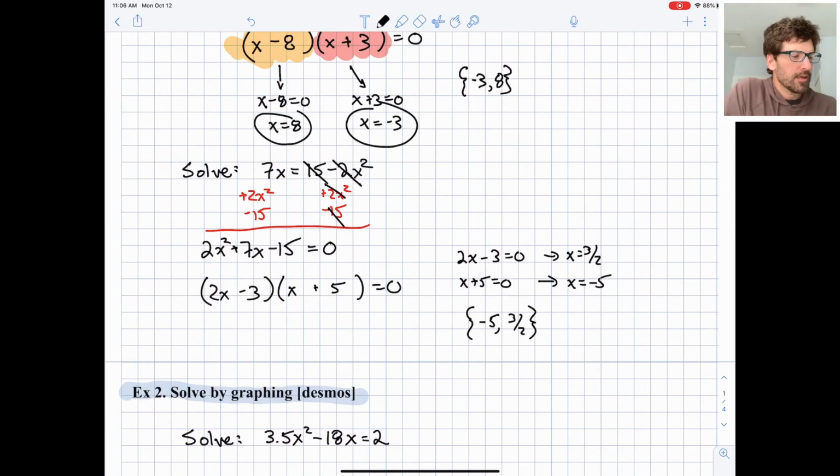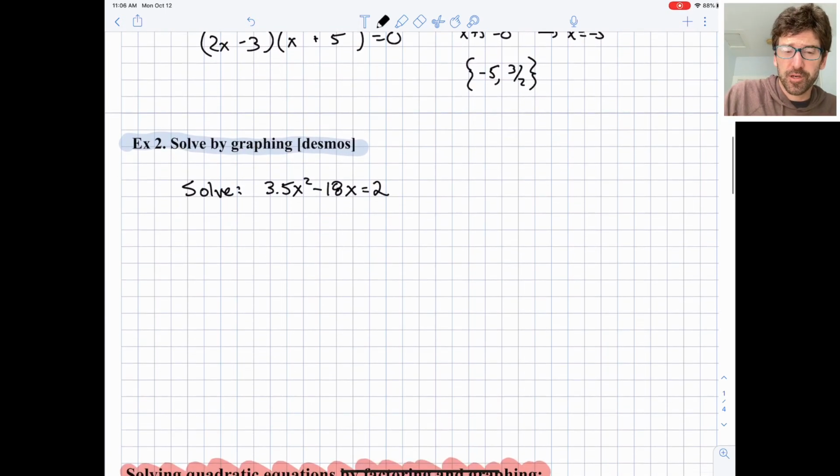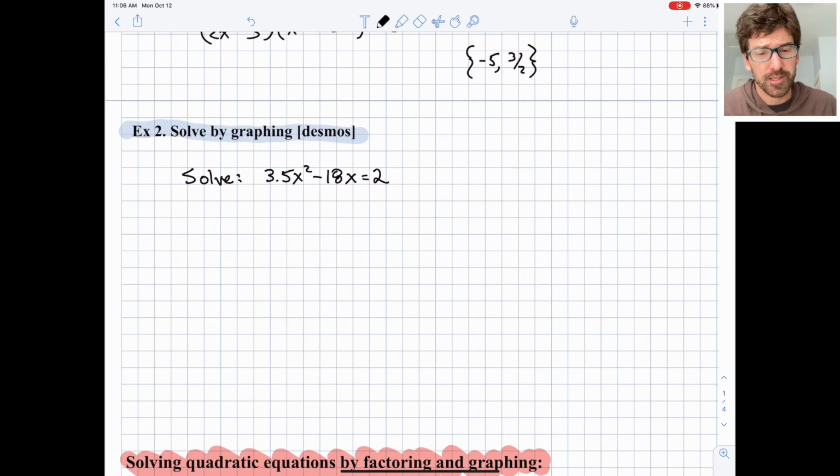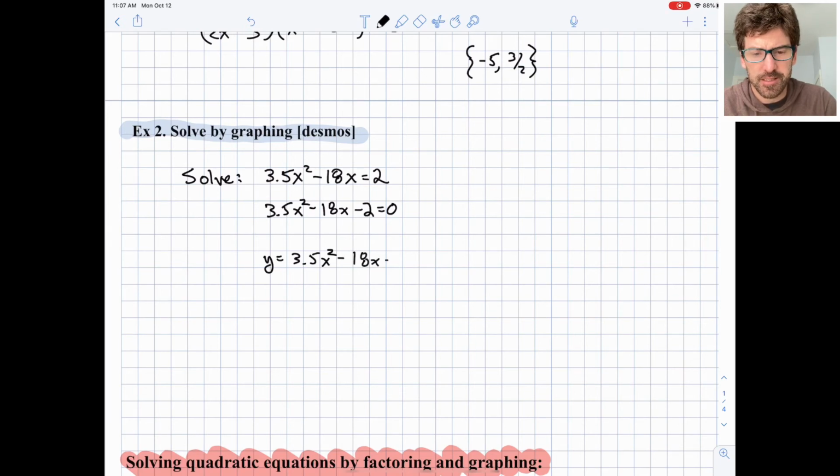All right, and we can solve these equations by graphing as well, and we're simply looking for the x-intercepts that would be the solution to the quadratic equation. So let's get it into a nice form first, this next example. I am going to subtract 2 from both sides, and I get 3.5x squared minus 18x minus 2 equals 0. I'm going to think of that as a graph of a parabola: y equals 3.5x squared minus 18x minus 2.